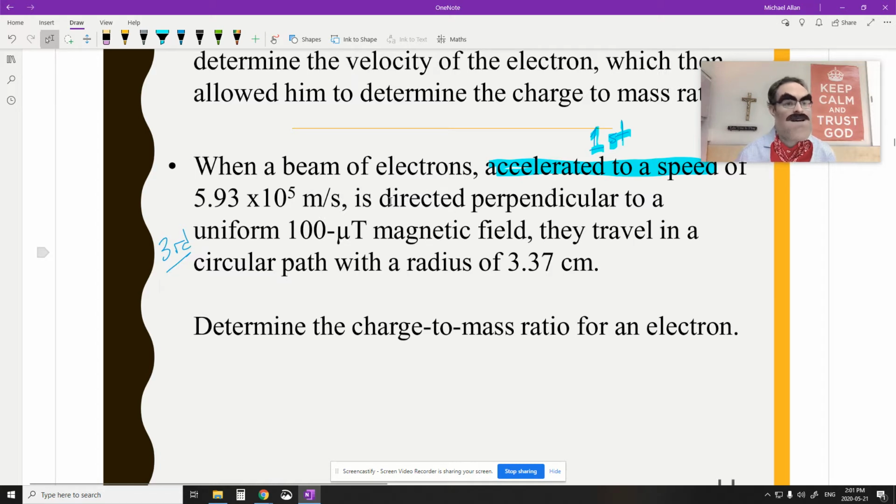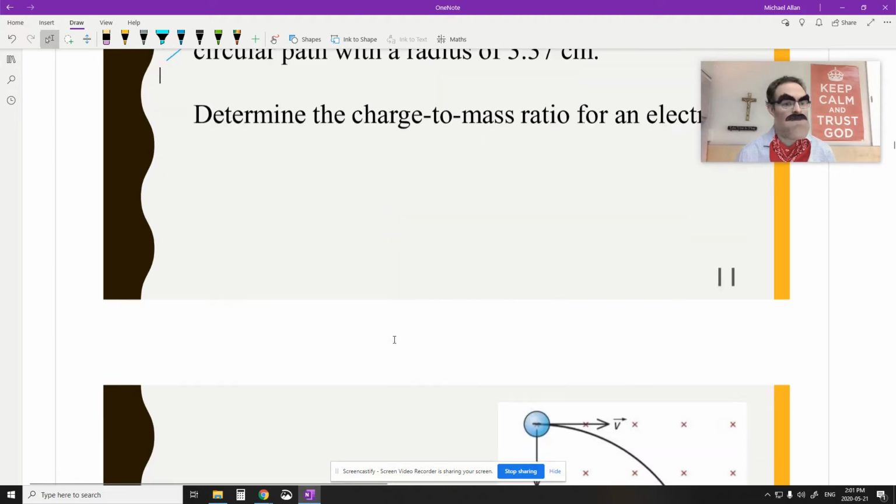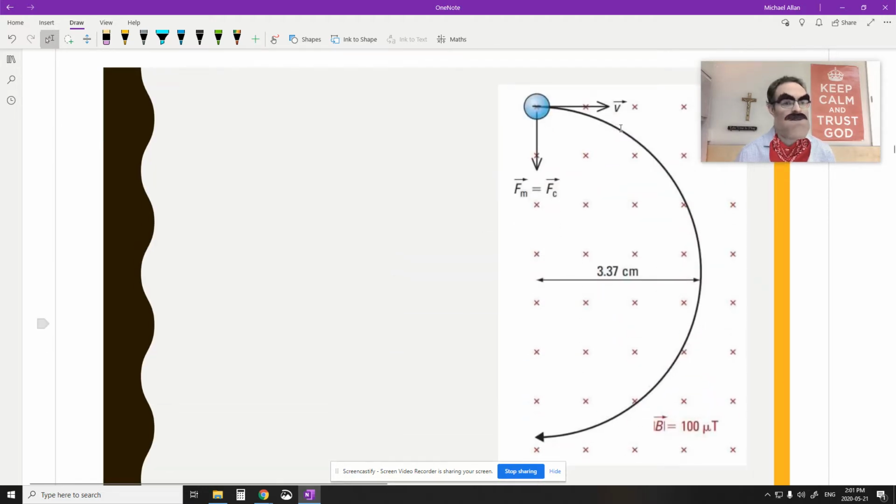So this is now directed perpendicular to a uniform field. It travels in a circular path, determine the charge to mass ratio. Here's a nice little picture of what's happening, and they give us a little hint of what to do. What we know is that the magnetic force is the same as the centripetal force. We did this last time: m times a, which is going to be a_c for this part. This is m times a as well, but we'll use the qvB part to do that one instead.